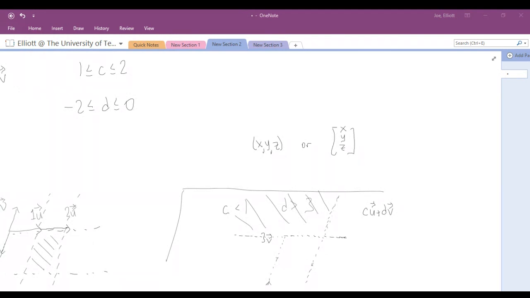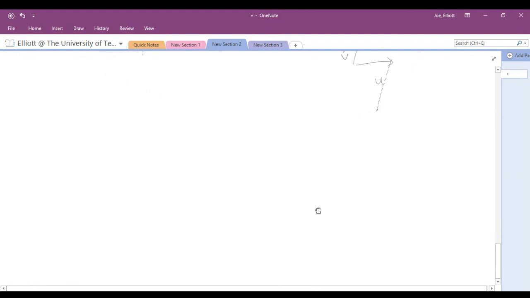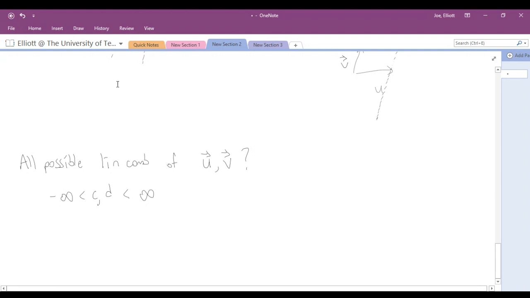All right, great. And finally, if I consider all possible linear combinations of the vectors u and v, so all possible linear combinations means there's no restriction on c or d. So they could be any number, any real number. So what would this look like? Any guesses?